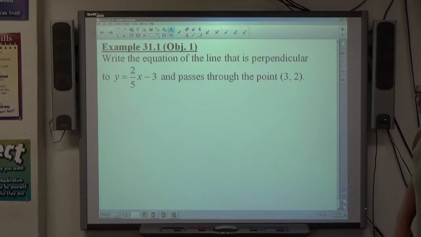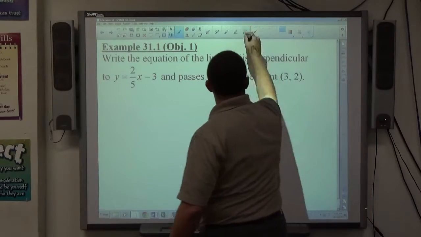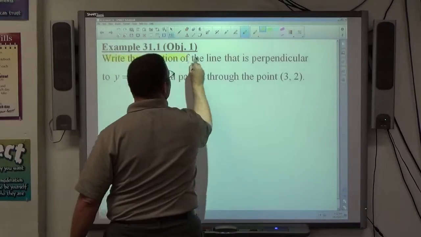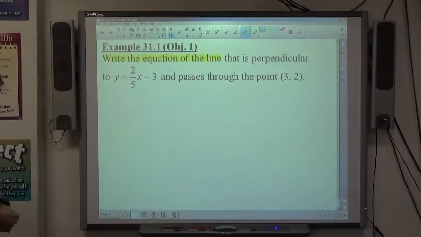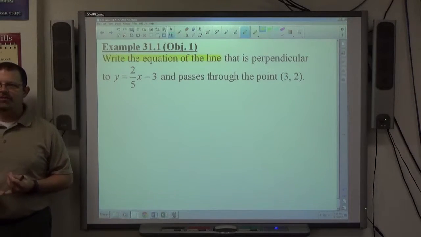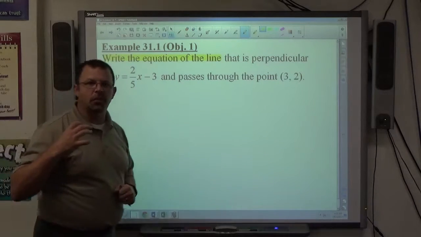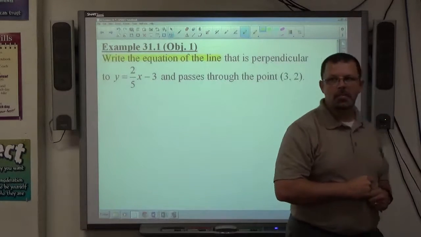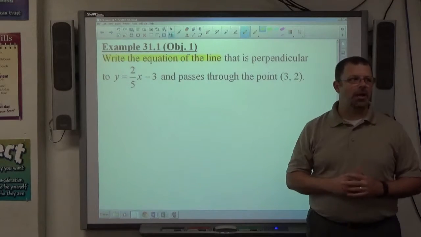Example 1, write the equation of the line that is perpendicular to y equals 2/5 x minus 3 and passes through the point 3, 2. So those first six words, write the equation of a line. The first thing you need to focus on when you see those words: how do I find slope? That's all you have to ask yourself. You need to mentally ask yourself the question, how do I find slope? Because that's the key to the problem.